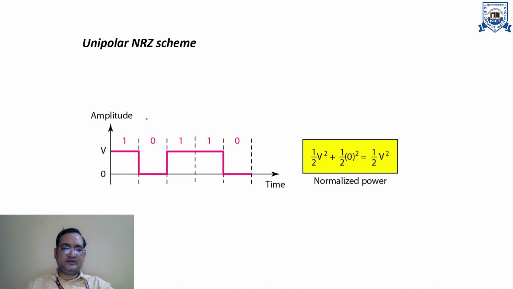This is the representation of NRZ. You can see that only the positive side is used, 0 is transmitted as 0, and again two ones, that means two positive voltages, and after that 0. Total normalized power is calculated with the expression.